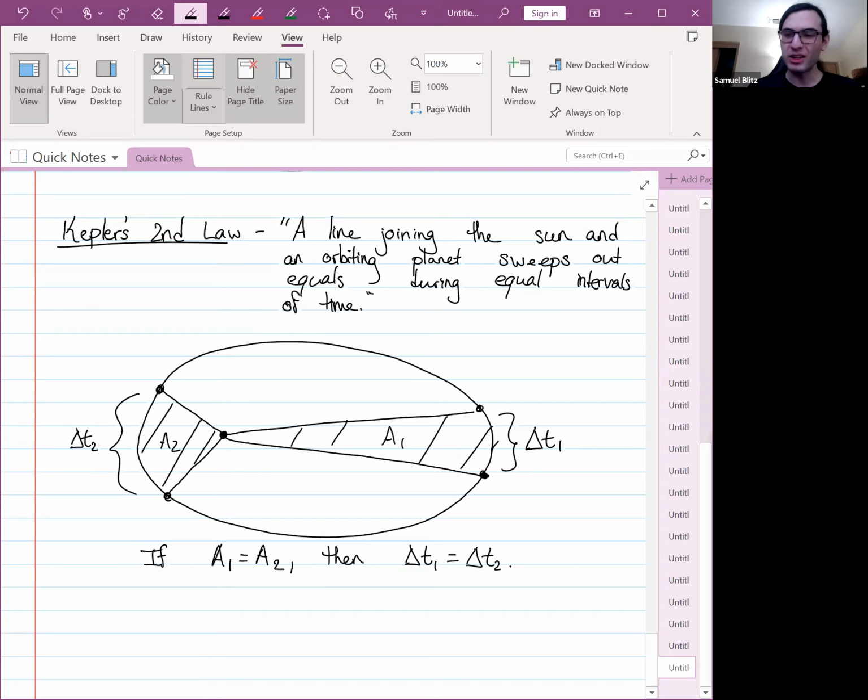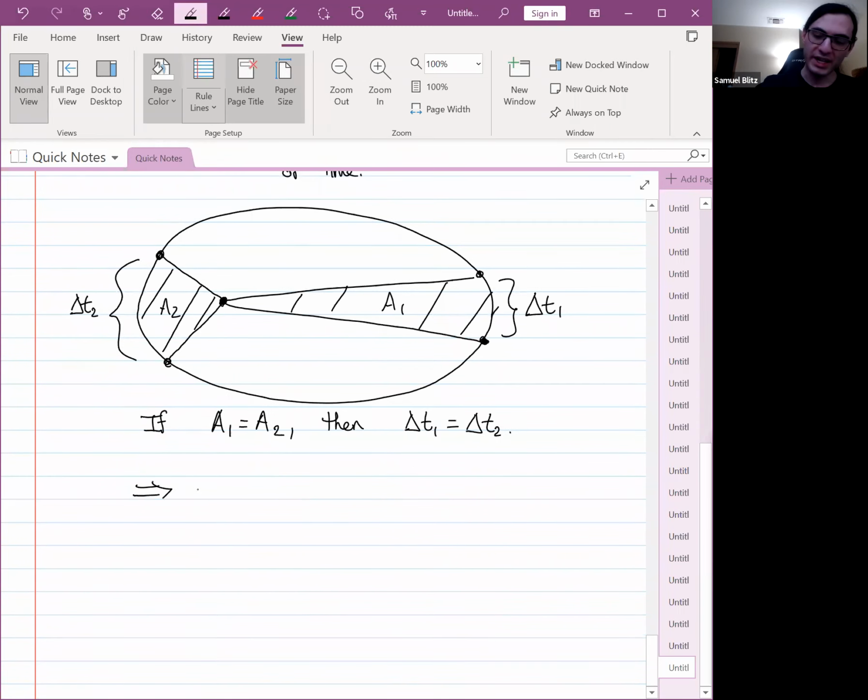Now this might be like, okay, why do we care? But think about it for a moment. That means that an object that's closer to the sun has to sweep out a bigger angle in a given amount of time, because the distance is shorter, so it has to sweep out a bigger angle to have the same area. So this implies that the average speed during duration T2 is bigger than the average speed during duration 1, which is to say that objects move faster near perihelion than aphelion.